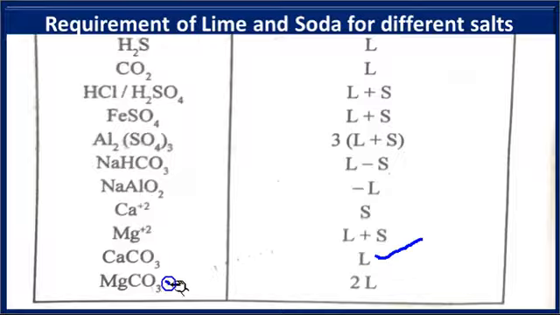Magnesium carbonate requires 2 moles of lime, because we are assuming here that magnesium carbonate is present in the water due to the presence of magnesium bicarbonate. I am repeating, magnesium carbonate is present in the water due to the presence of magnesium bicarbonate, and we already saw that magnesium bicarbonate requires 2 moles of lime for its complete removal. That is why we are putting 2L here.